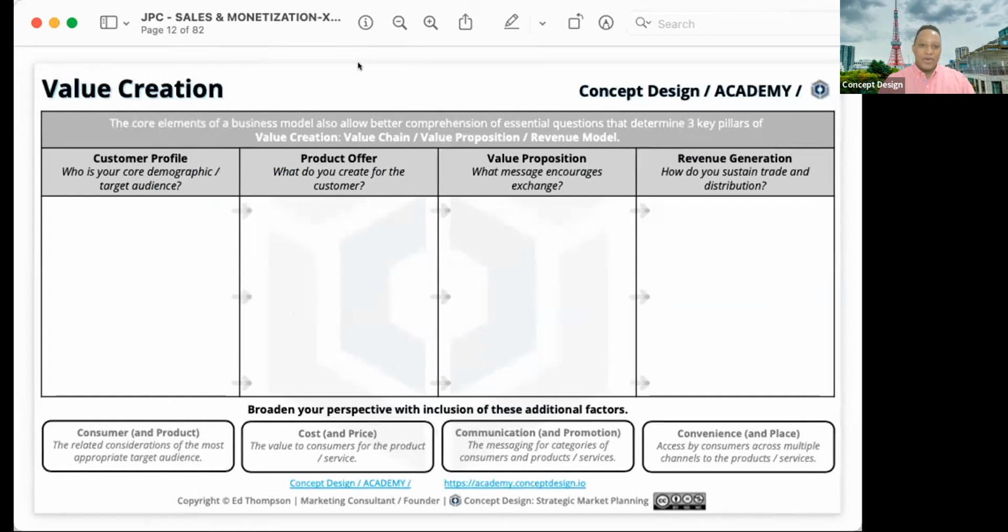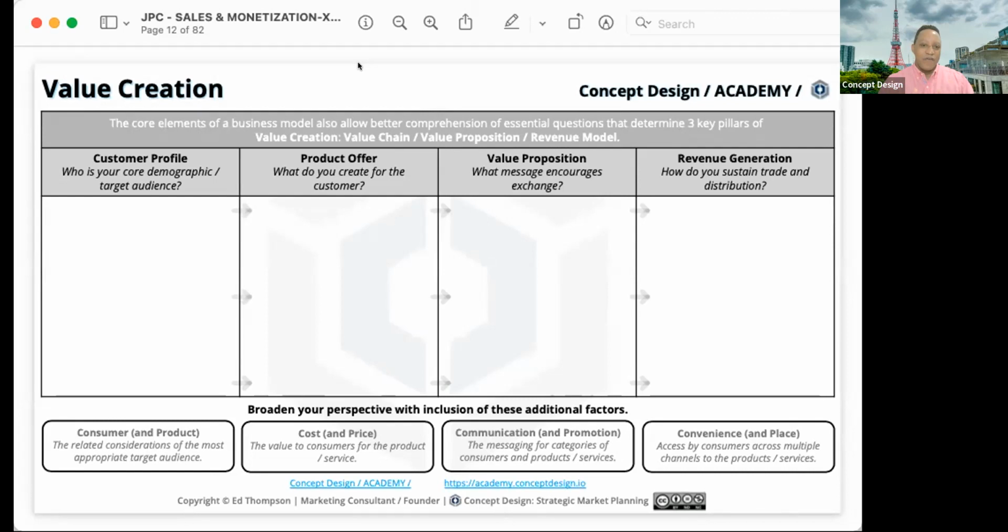And so value creation, this is the chart which I will want you to fill out. Who is your core demographic or target audience? With the product offer, what do you create for the customer? What are you providing them? What's the value proposition? What messages encourage the exchange? How are you telling them that you are providing something of value? And then what is the revenue that is generated?